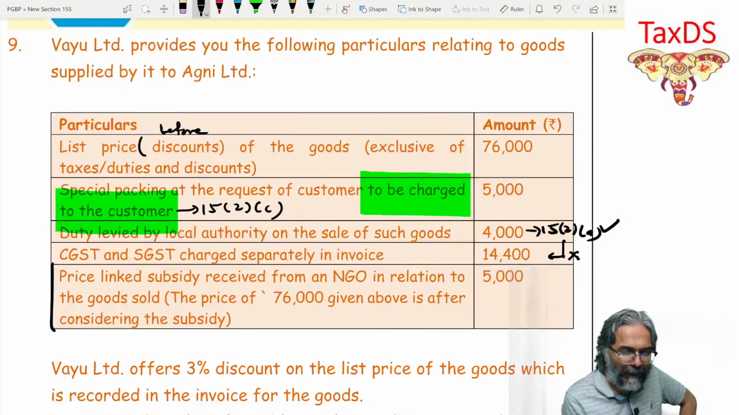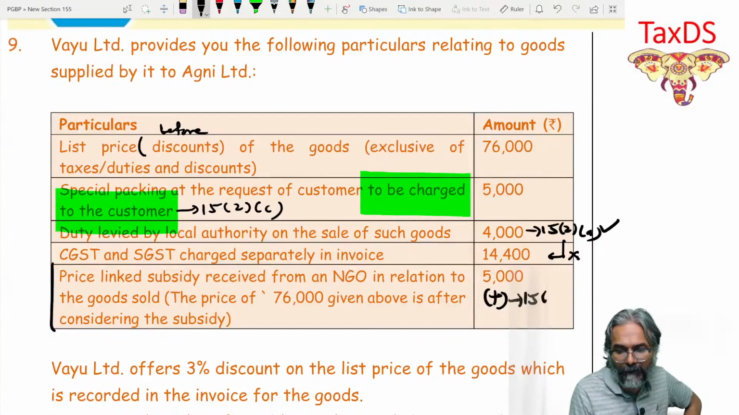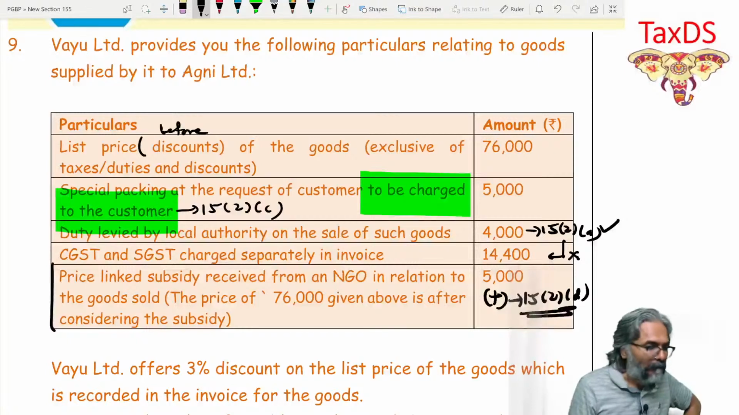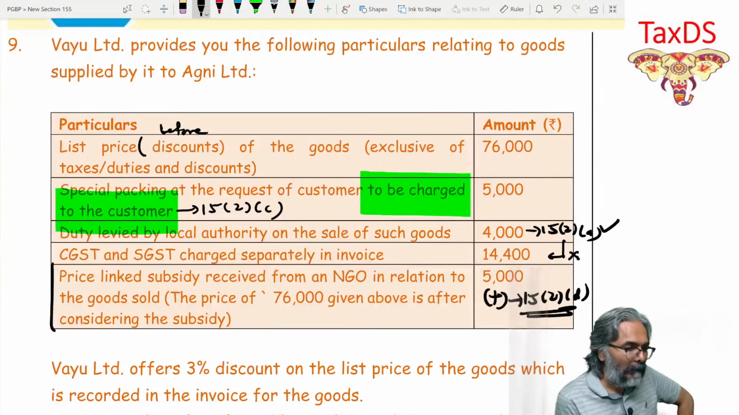And the next one, students, is the price linked subsidy received from an NGO in relation to the goods sold. So the price of 76,000 given above is after considering the subsidy. So this is after subsidy. Because it is received from an NGO, I am going to add 15.2d. So the list price, students, is after subsidy. Therefore, for the purpose of arriving at the value of taxable supply, I am going to add it.